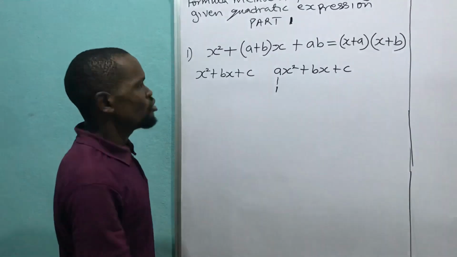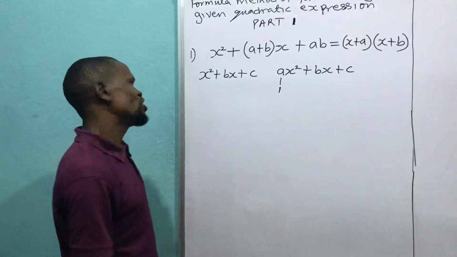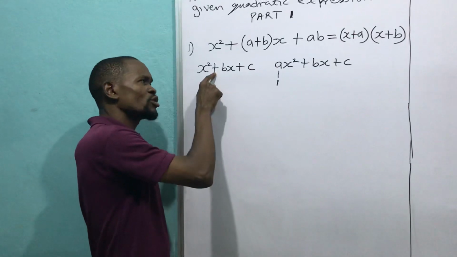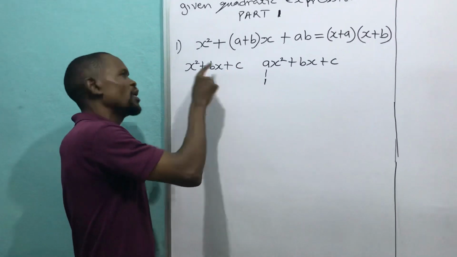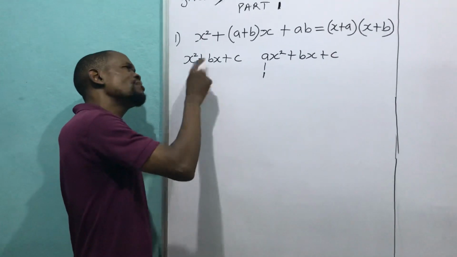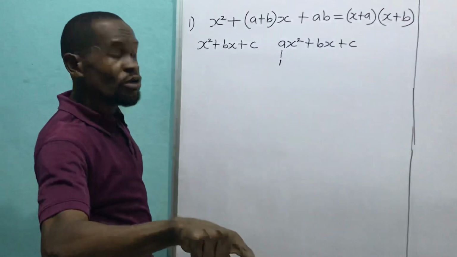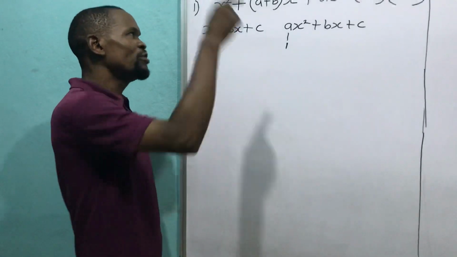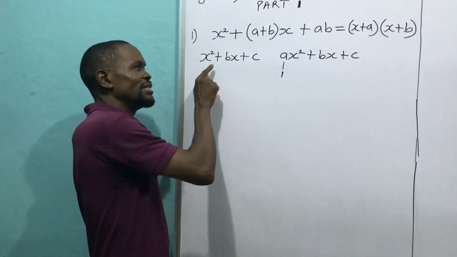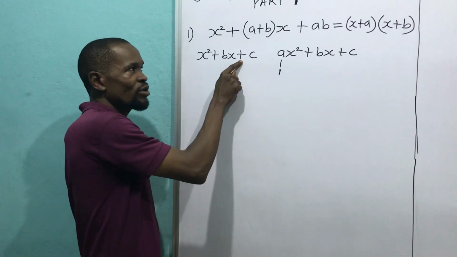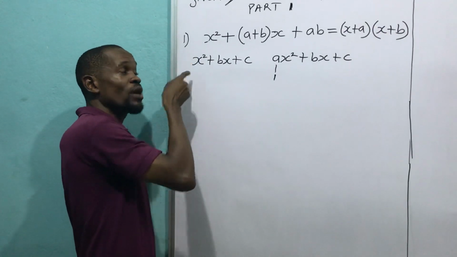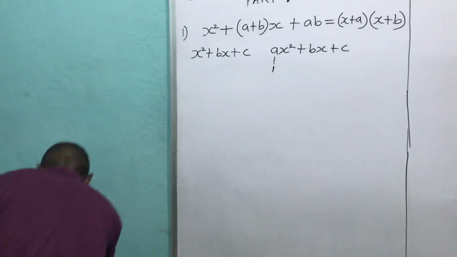Second condition to use this formula: here must be plus. Any of these places being minus, I will not use this formula. I will use another formula which I'm going to show you. But for me to use this particular one, this place must be plus, this place must be plus, and here must be 1.